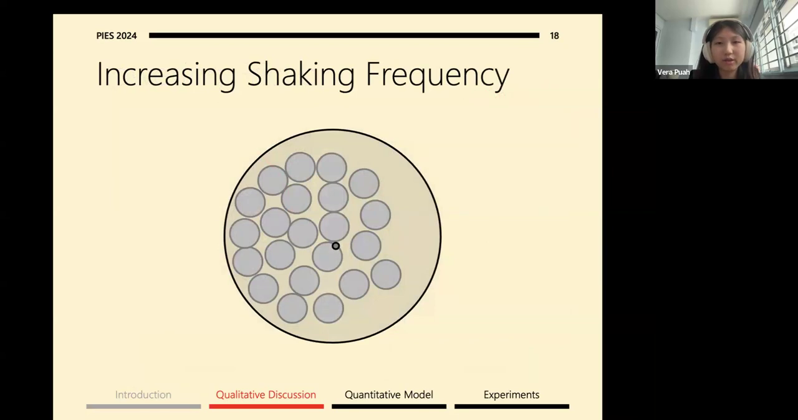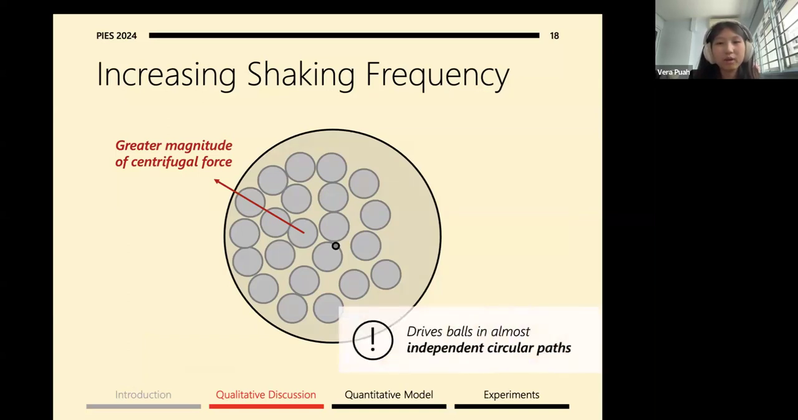Now, with increasing shaking frequency, we have a similar thing going on in terms of how much freedom the balls themselves have to spin around or move around. So over here, the magnitude of the centrifugal force increases. So the balls are driven in much bigger paths because they have a lot more energy. And along with what I mentioned earlier about the spin of the balls being restricted when the ball number is very high, now since a lot of energy is contained in each ball, it has a lot more room to spin around, and hence it can easily follow the motion of the container.